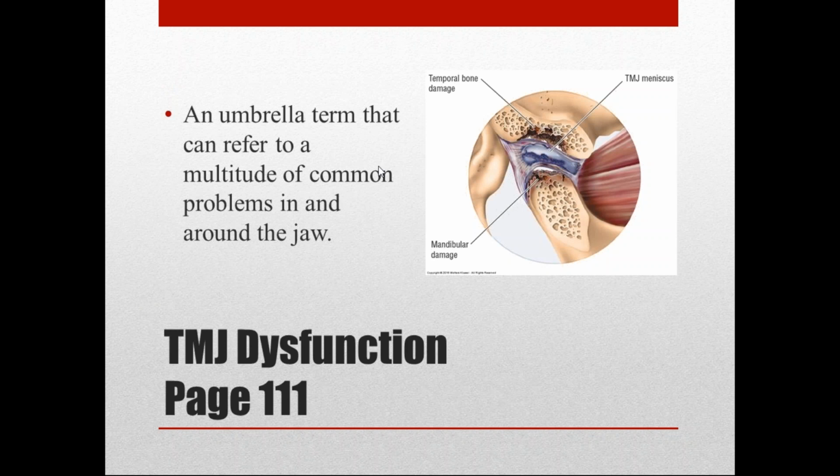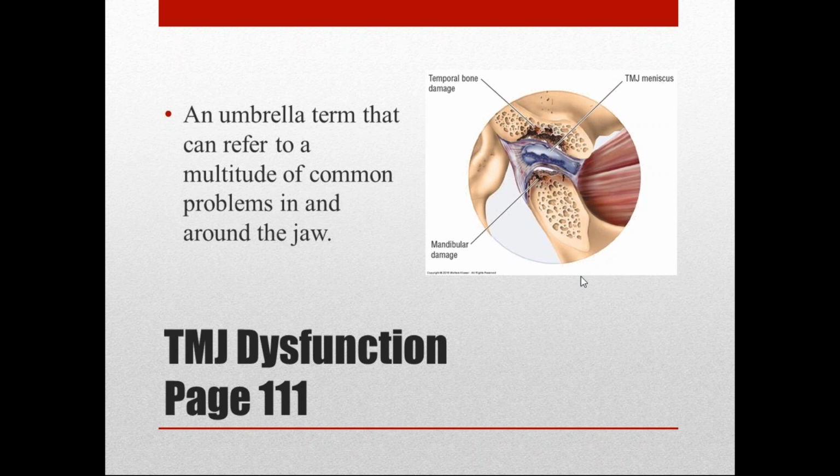But TMJ dysfunction, and I think I've told you my pet peeve is when people say they have TMJ. Okay, yeah, and I have knee. You know, we all have the TM joint. Okay, do you have a problem with it, a disorder, a dysfunction? Okay, let's talk. But yeah, I have TMJ. Okay, I have knee. I have shoulder. Anyway, my pet peeve. Anyways, it's an umbrella term for different problems with the jaw.